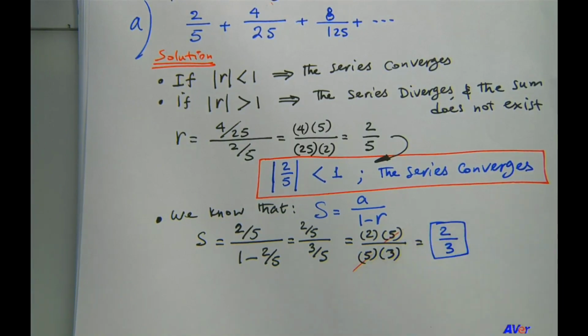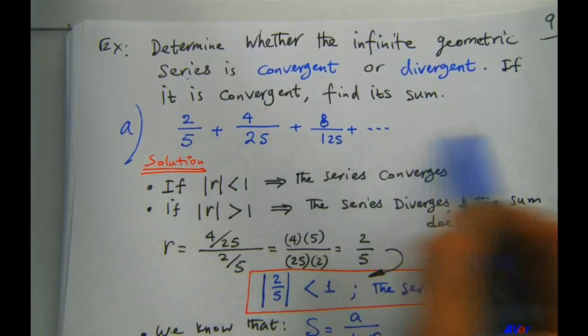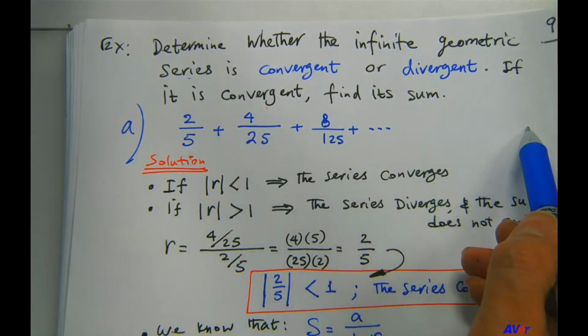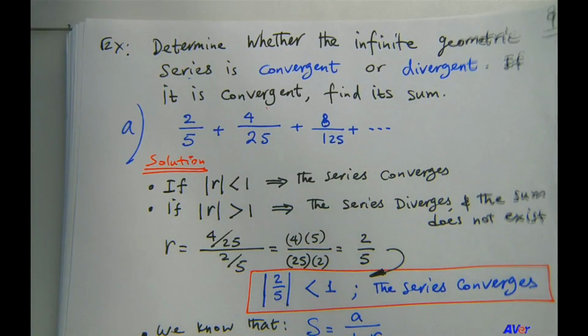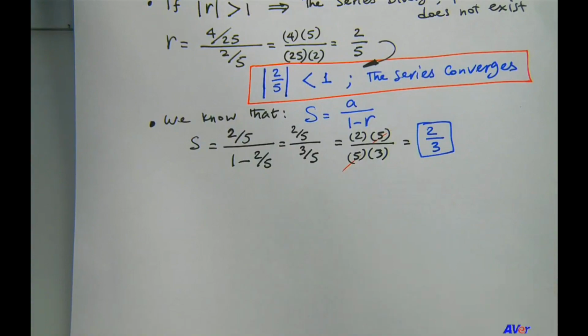of this infinite geometric sequence, or series. So what does this mean? That means this geometric series has infinitely many terms. If you add all those infinitely many terms to each other, if you add them all up, you get 2/3. Okay? We found that out here.